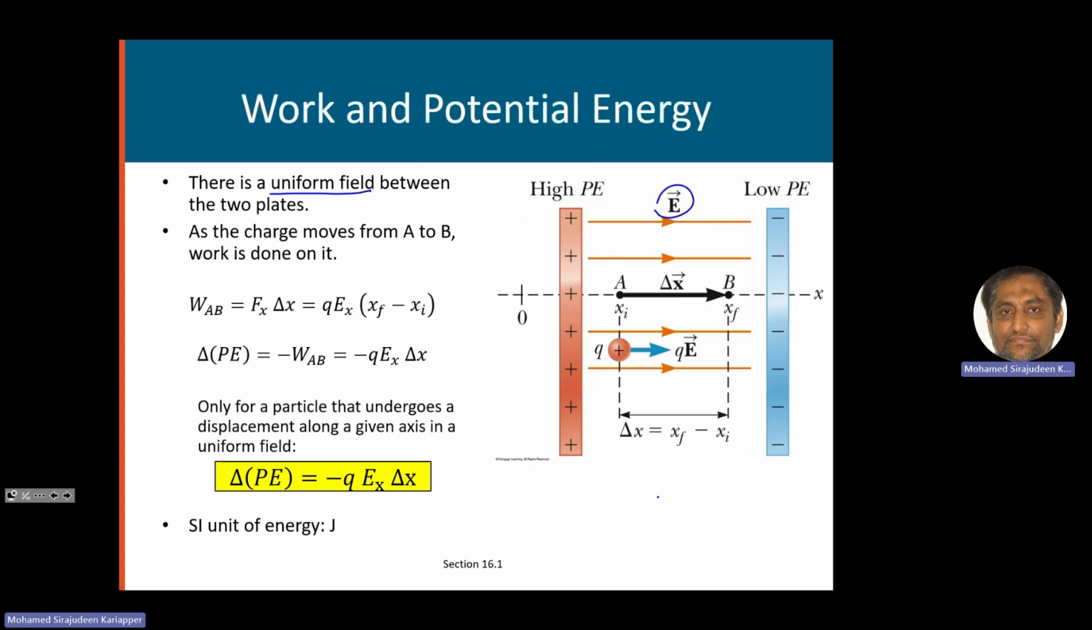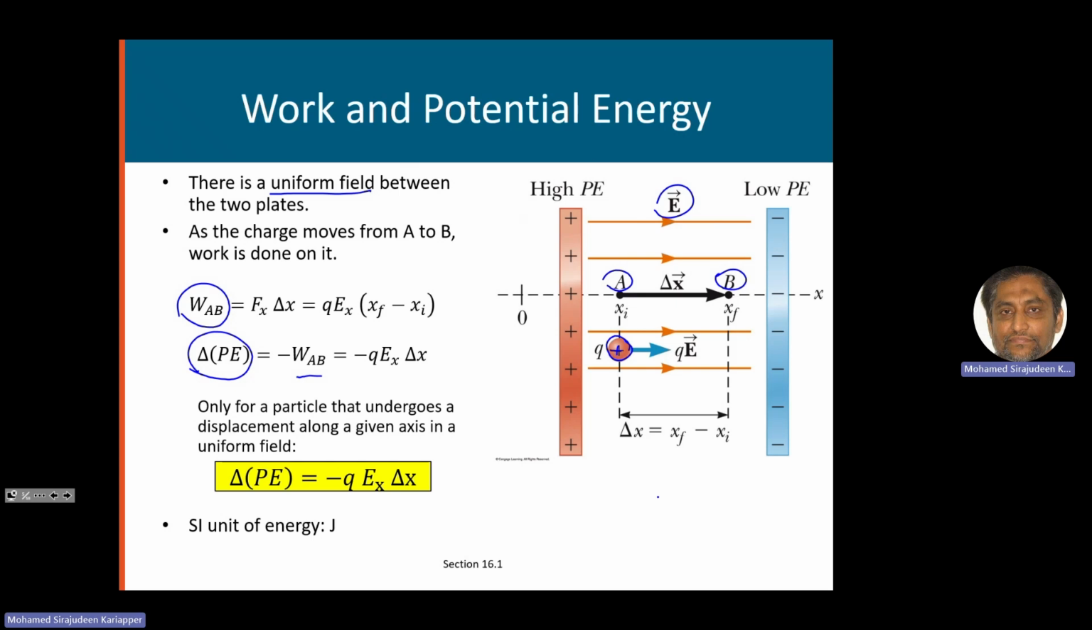Now let's apply our definition of how to get the potential energy. The potential energy is the negative of the work done. So in order to do that, I need to get the work done. Let's look at the work done when we move a charge Q inside this uniform electric field from point A to point B.